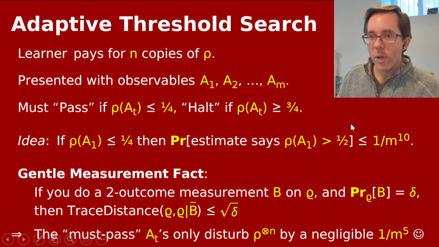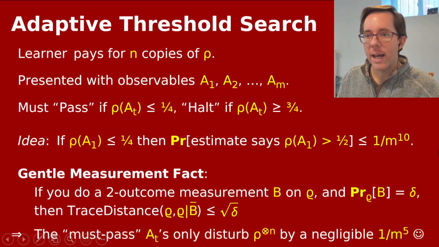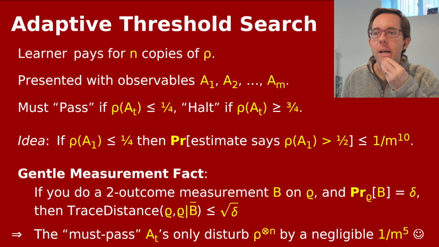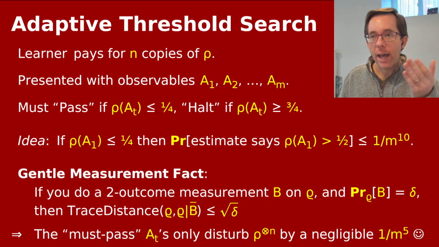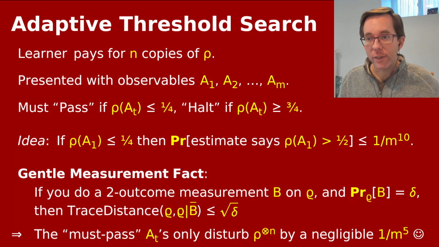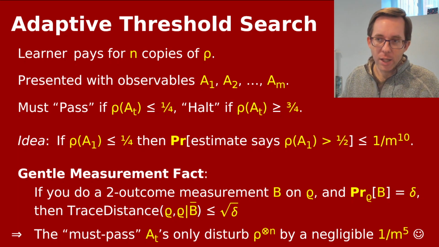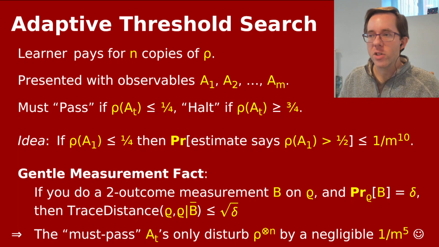So if we apply that to this idea, we see that if you have a must-pass AT whose true expectation is less than 1/4, and you can imagine here B is the outcome that you measure it n times and your empirical estimate tells you it's bigger than a half. That's very unlikely. The probability of that is less than, let's say, 1/m to the 10th. So when you do the measurement and you see the likely outcome, that your estimate is less than a half, then you've disturbed your state only by a very small amount, the square root of 1/m to the 10th, which is like 1/m to the 5th.